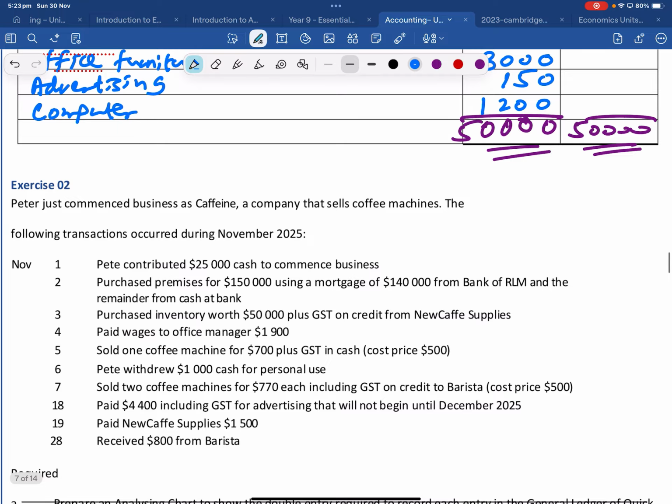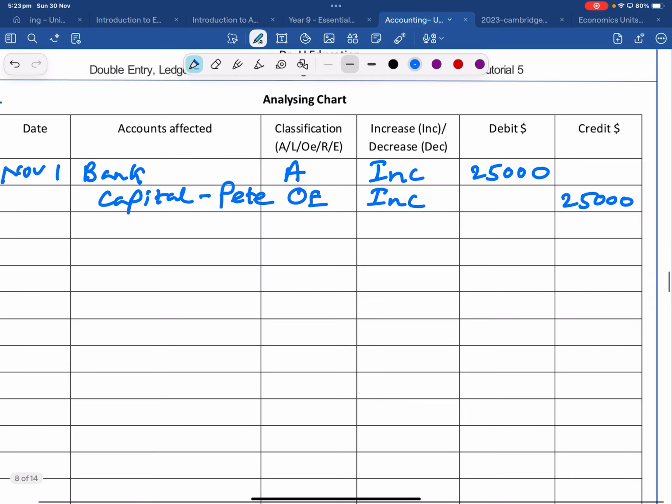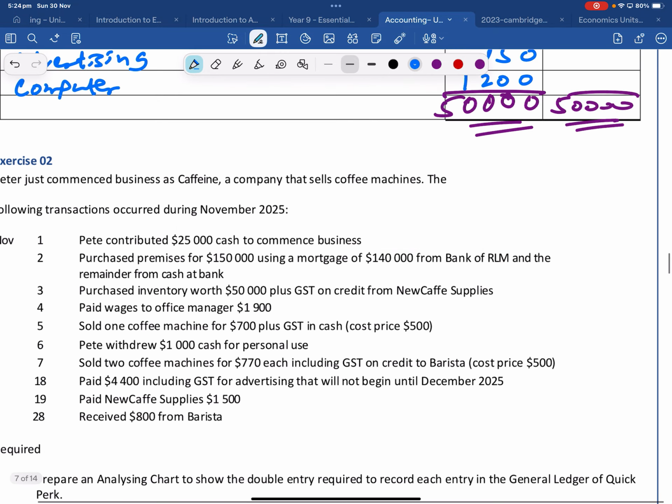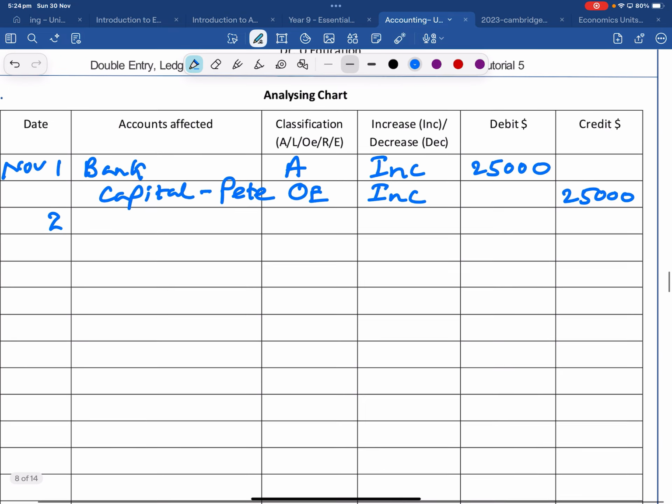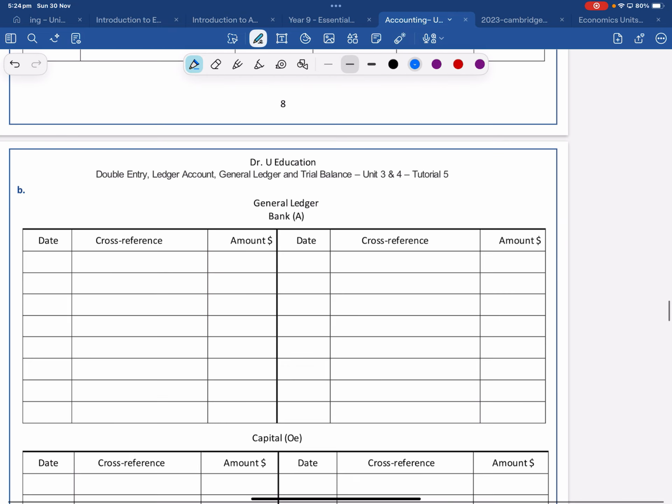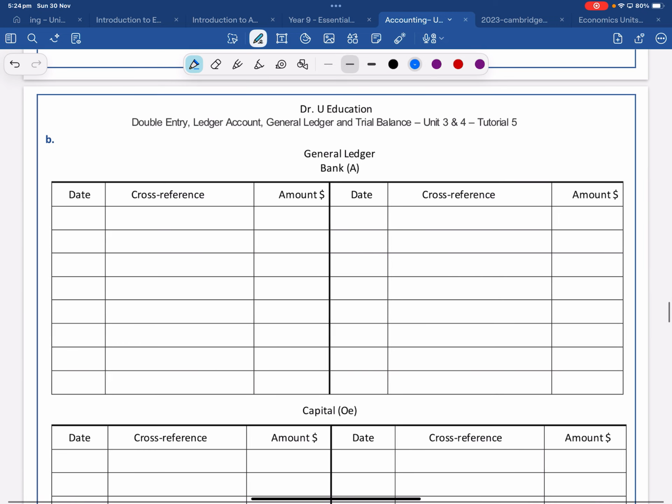Right. Next one, November 2nd. This is a little bit complicated. Purchase premises for 150,000 using a mortgage of 140 from bank RLM and the remainder from cash at bank. How do we do that one? Bank increase. Do you want us to record in the ledger account as we go? Yeah? Okay, we'll do that then. What is happening to the bank, guys? First debit, which side? Left hand side.